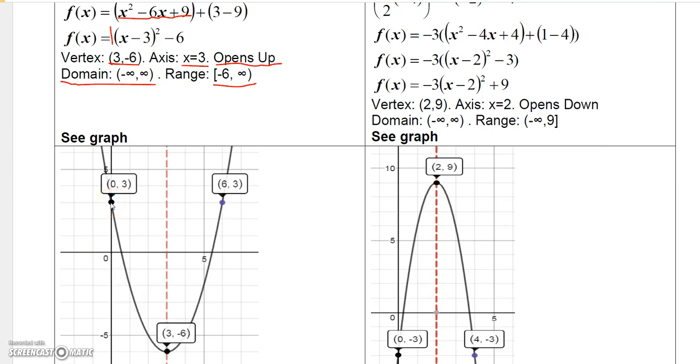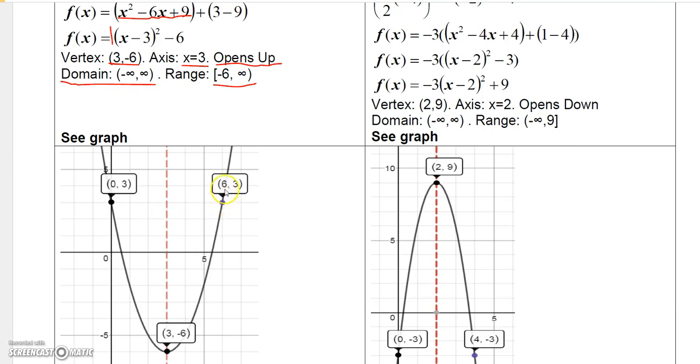And then I just found another point. I let x be 0 to get the y value 3, and then since I know that this point is on the graph, which is 3 units to the left of the axis here, then I know there's a point 3 units to the right of the axis right here.